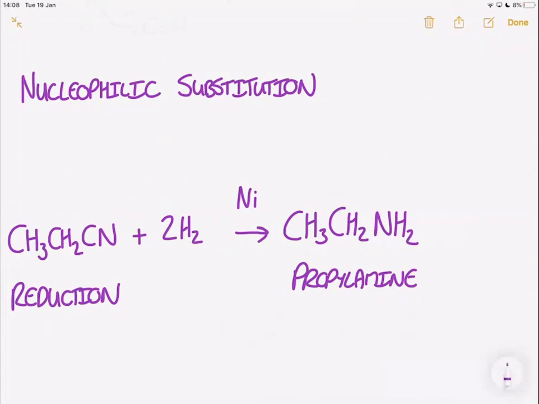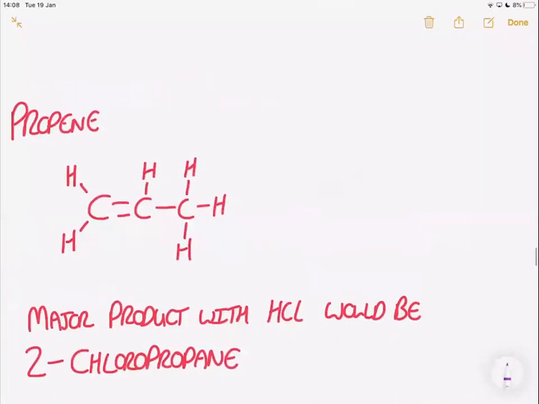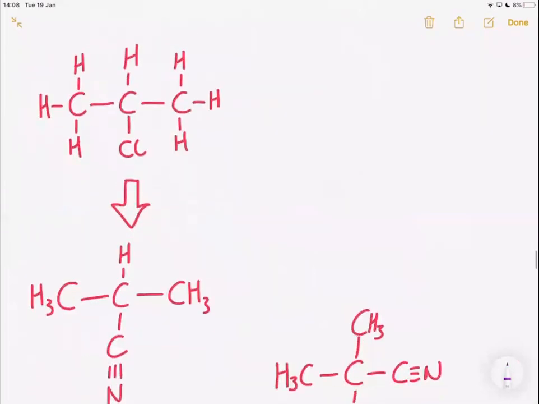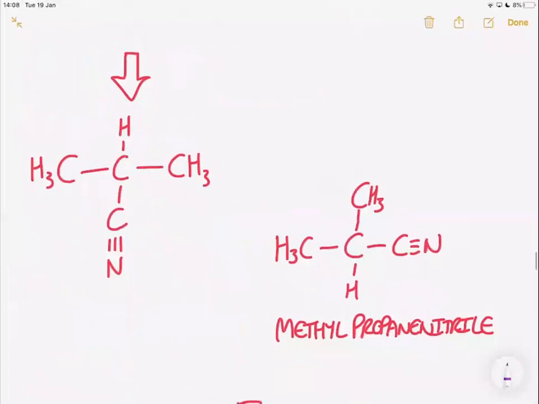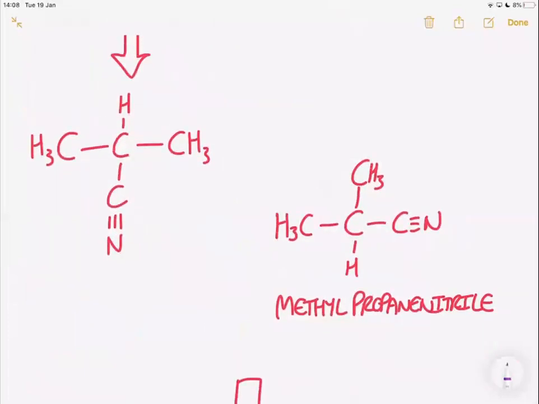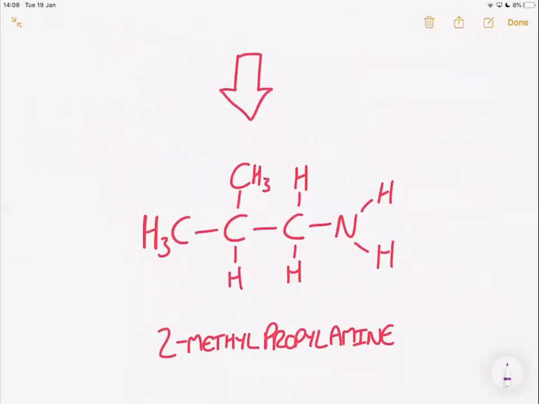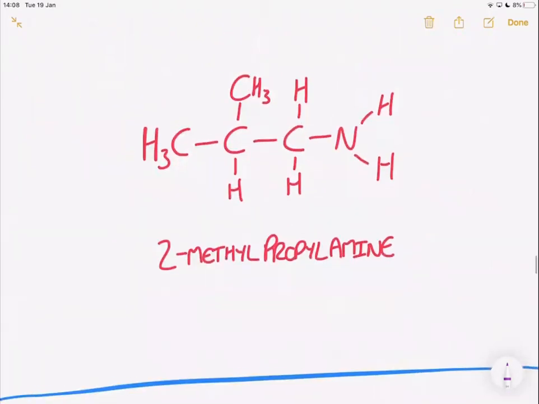For the second question, which was a challenge question, if you tried to do this with propene, then because of the relative stabilities of carbocations, your major product would be a secondary halogenoalkane, 2-chloropropane. Your 2-chloropropane would then make this nitrile, which is branched, methyl propane nitrile. And that would make a branched amine, 2-methyl propylamine, rather than just propylamine. Right then, I think that's definitely enough for one lesson.